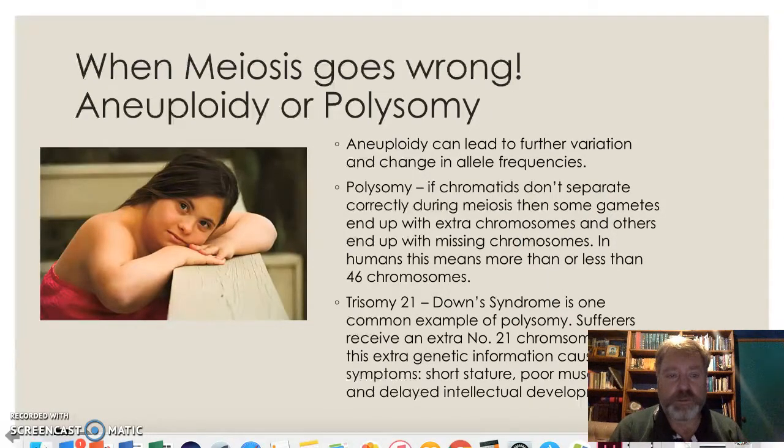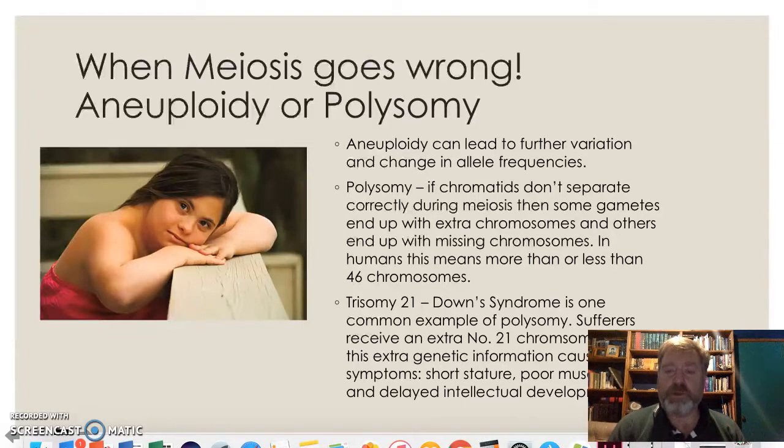So aneuploidy is a condition when you end up with 3 copies or no copies of a particular chromosome. In the case of the young Down syndrome person there, we call that trisomy 21. She has 3 21 chromosomes. And interestingly enough, that tells a lot about what's on the 21st chromosome, because Down syndrome people are shorter of stature, have poor muscle tone, and have delays in their intellectual development, sometimes quite severe.